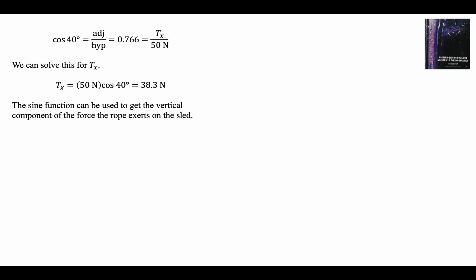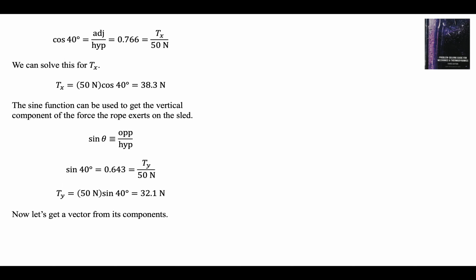The sine function you'd use to get the vertical component, because the sine is the opposite over the hypotenuse. If you have a 40-degree angle, the sine, the opposite side, is 64.3% of the hypotenuse, 32.1 newtons in this case. That's how to get the components of a vector.